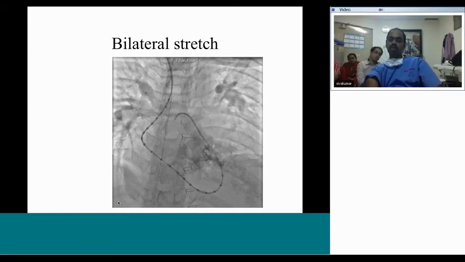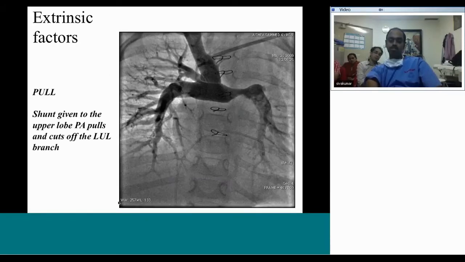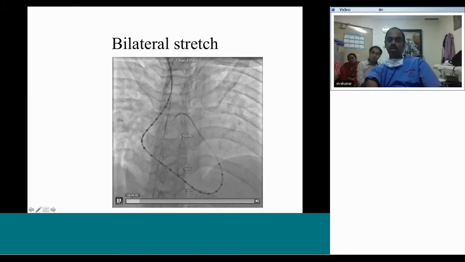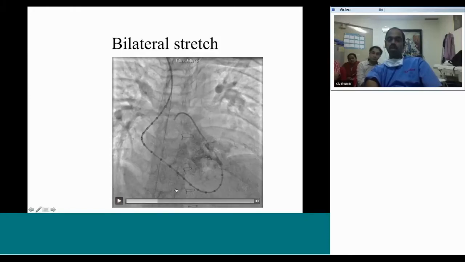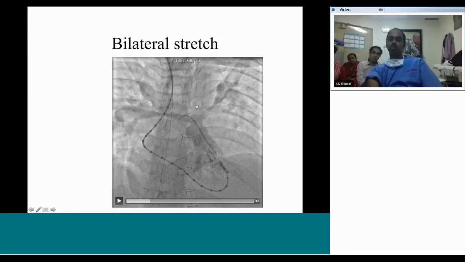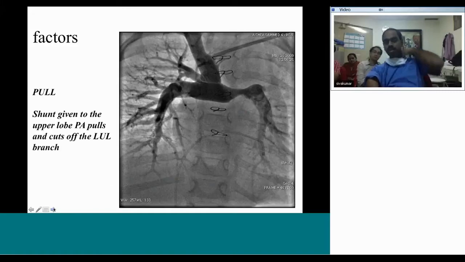You can appreciate that when the pulmonary arteries are... So this is the post-Lecompte pulmonary artery. Both of them have been stretched over the posterior ascending aorta, and so that causes diffuse narrowing. The mechanism of narrowing, this is a pull. A shunt that has been given to the upper lobe pulls and cuts off this upper lobe branch.